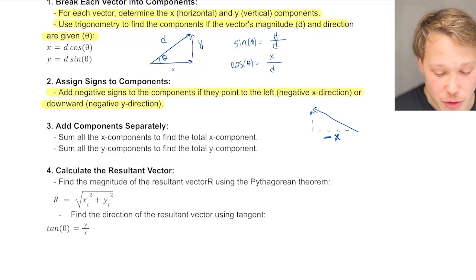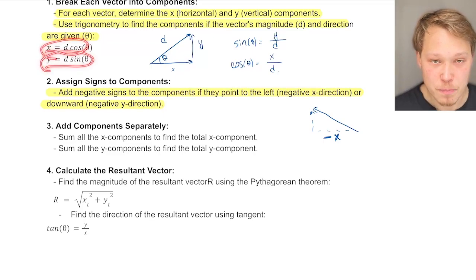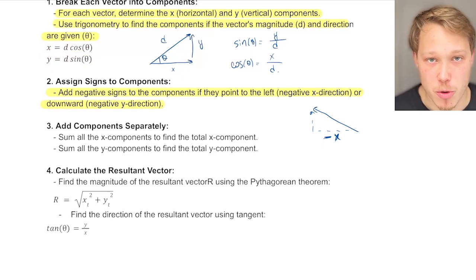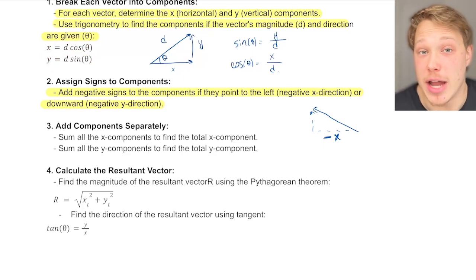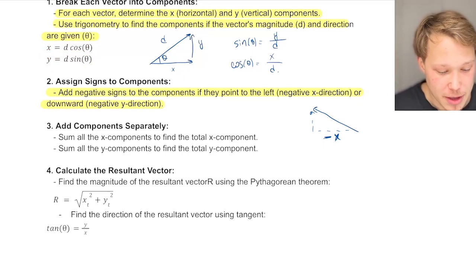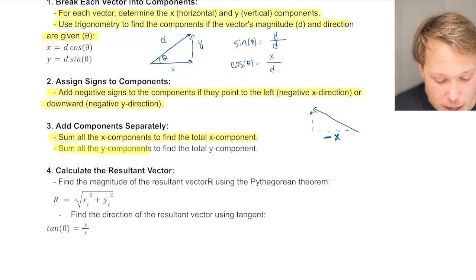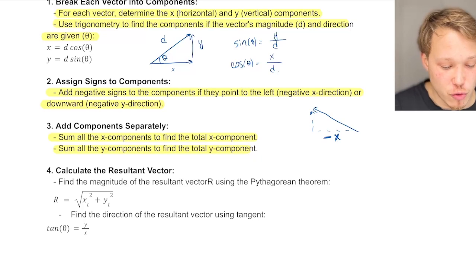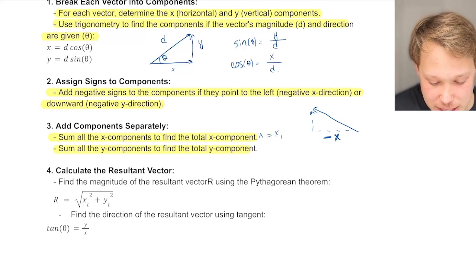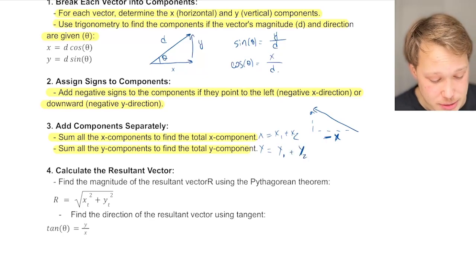So once you found the x and y components, I just want you to revise your vector one more time and see if you need to add negatives to any of those components. Finally, we will sum all the x components and all the y components. So if we have, for example, two vectors, you will sum their x components separately and you will sum their y components separately.